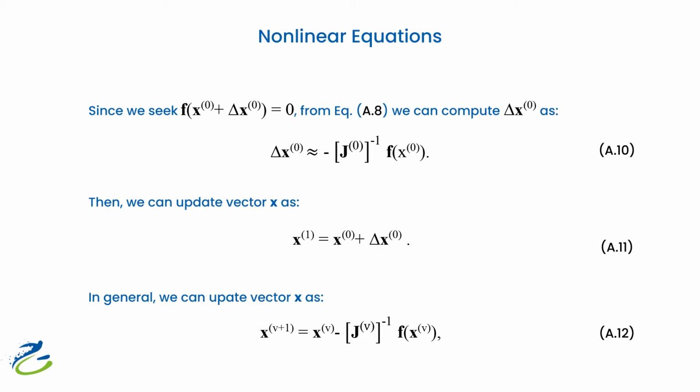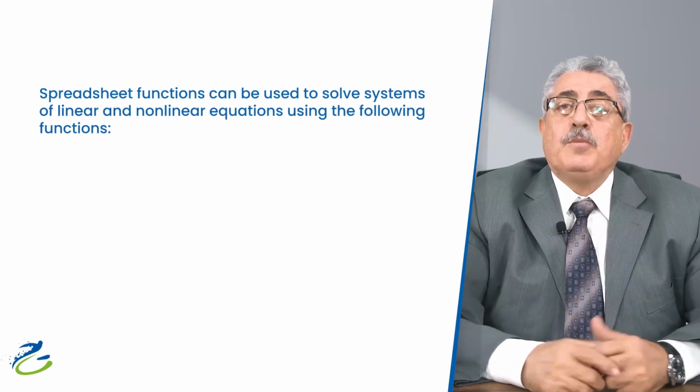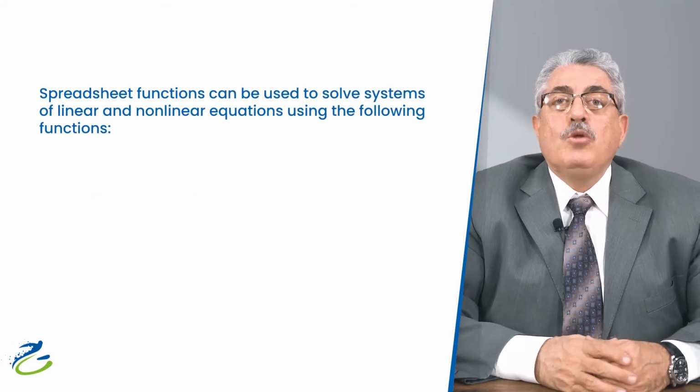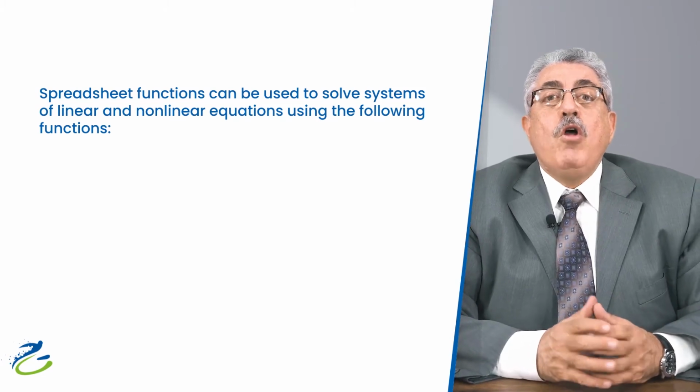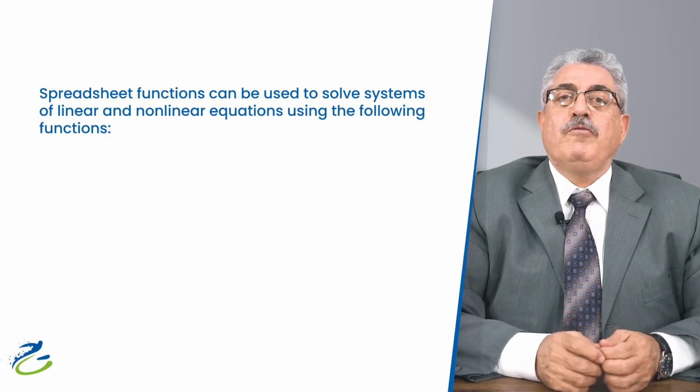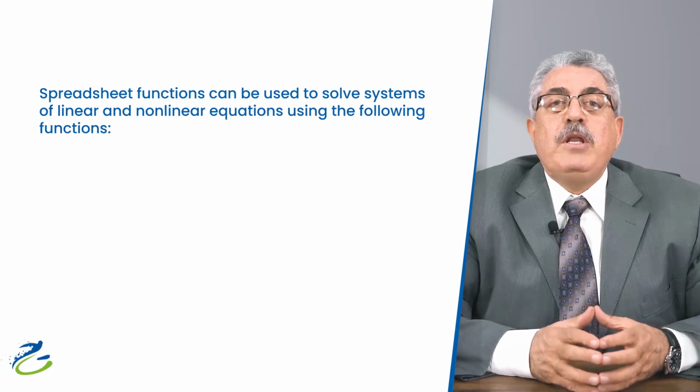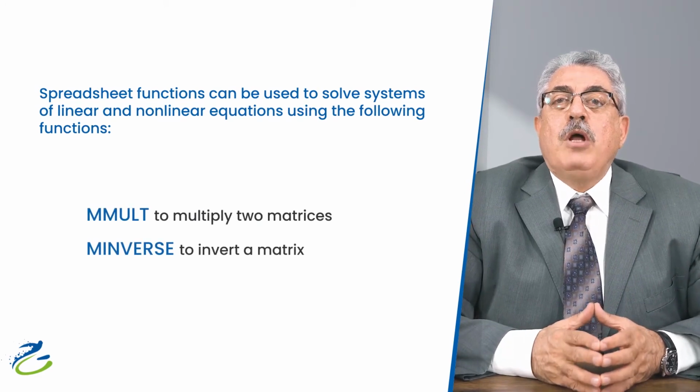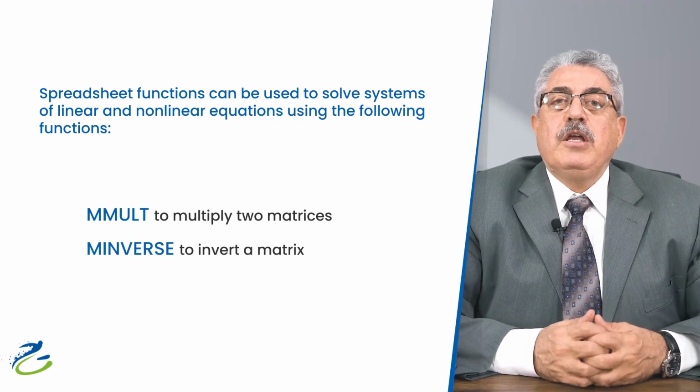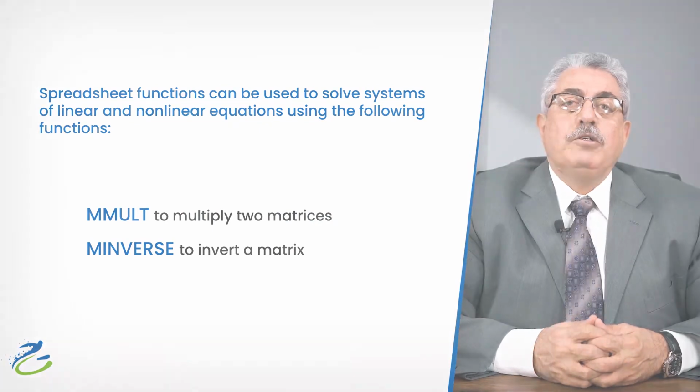In general, we can update vector x as x nu plus 1 is equal to x nu minus J nu minus 1 f of x nu, where nu is the iteration number. Spreadsheets are powerful tools to perform such calculations to solve both the linear and nonlinear system of equations, because we can simply use functions to multiply and invert matrices like MMULT and MINVERSE.